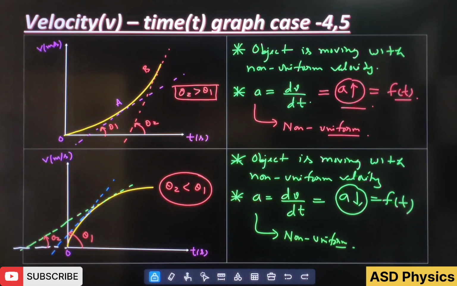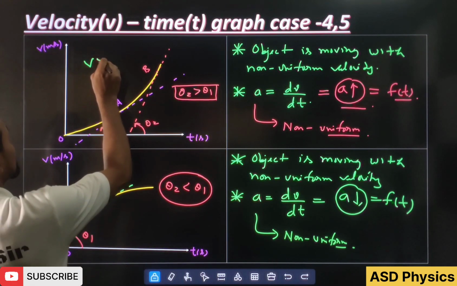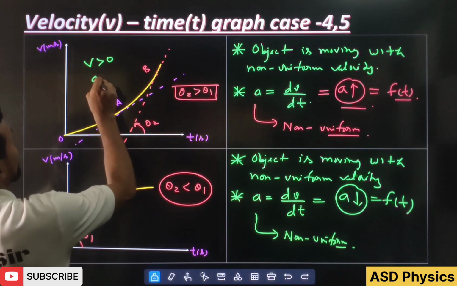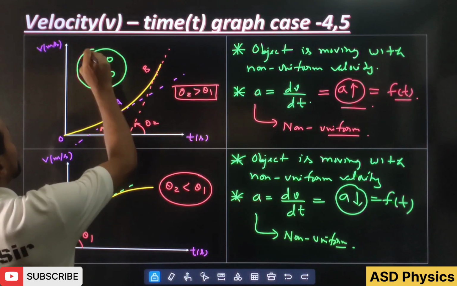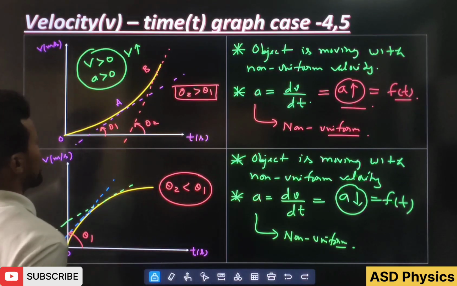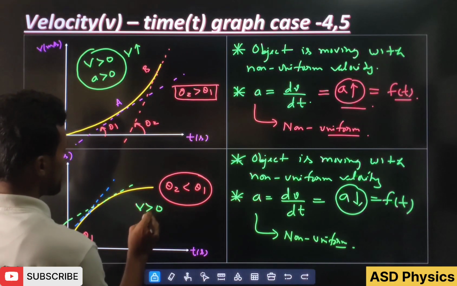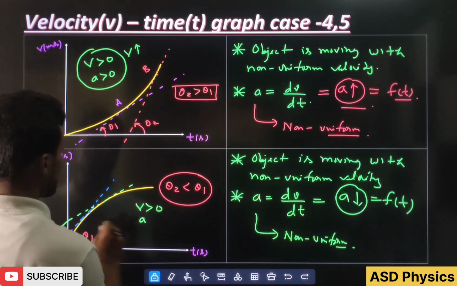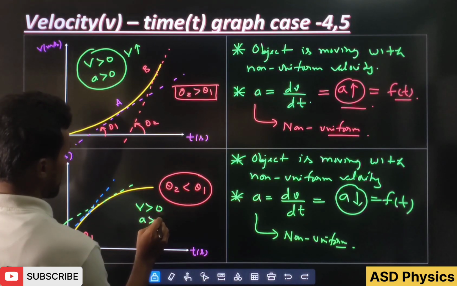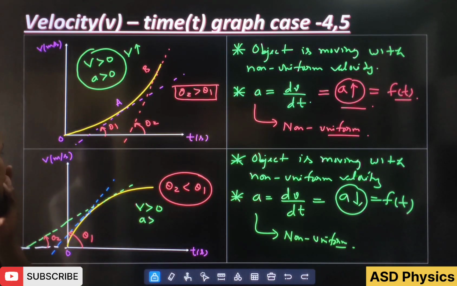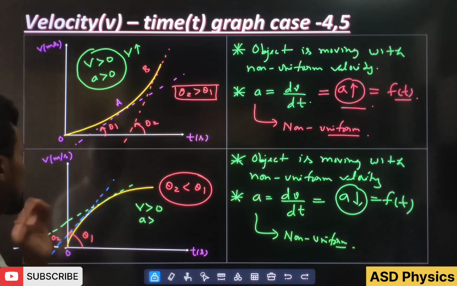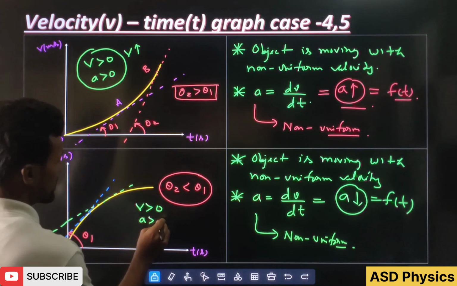Is it, students? So remember that here. Is it clear now? See here, v is greater than 0, and anyhow a is greater than 0. Again I'm telling that here velocity is increasing. Here also remember that v is greater than 0, and a is also greater than 0. The velocity is positive only, and the velocity is increasing only.